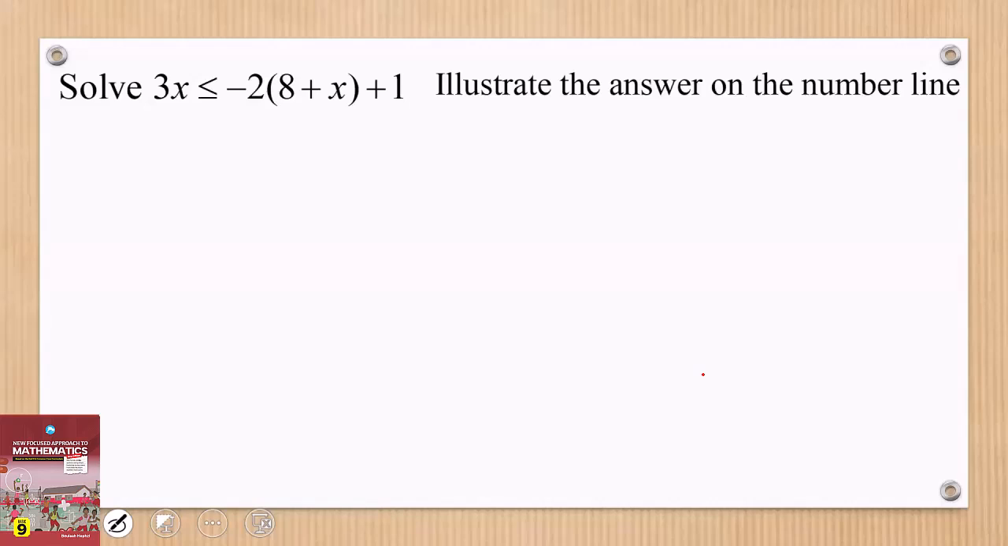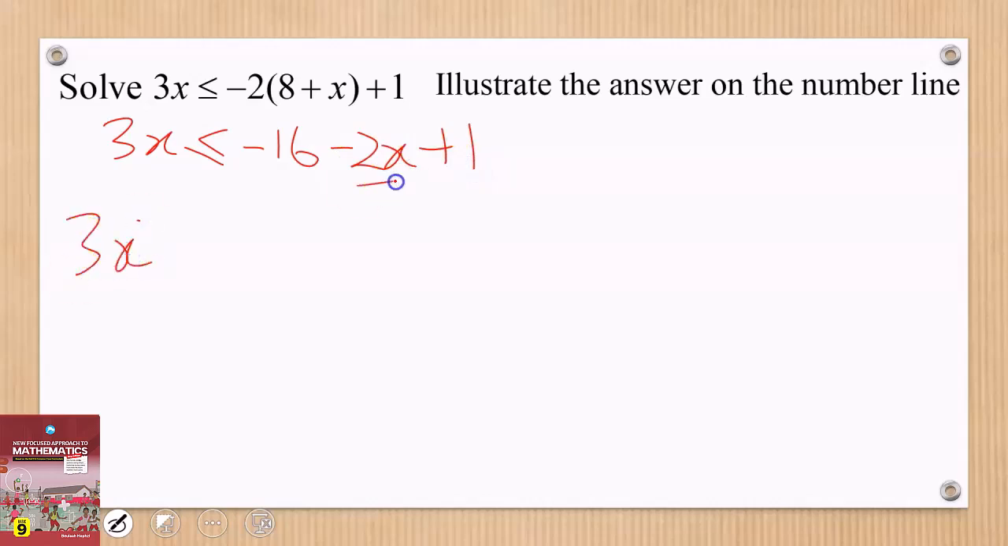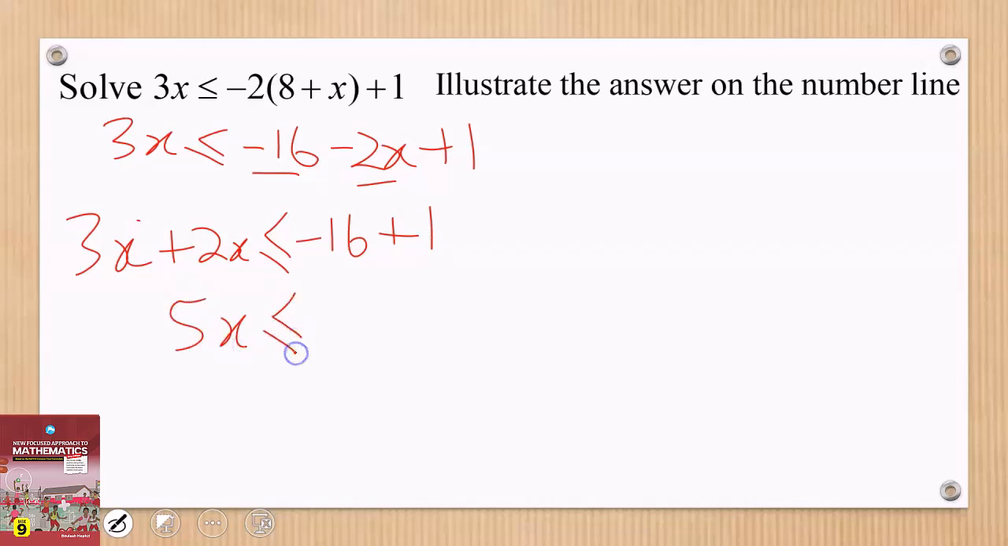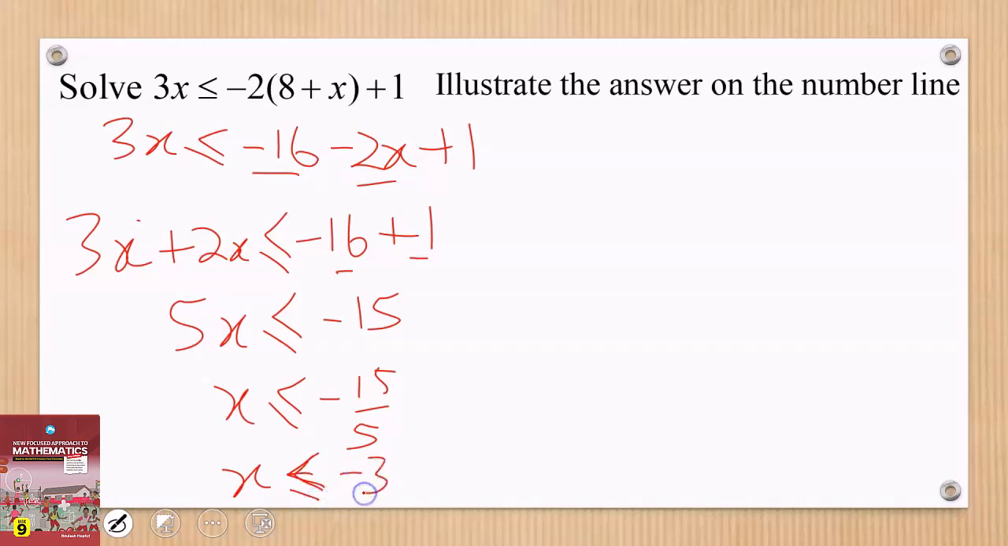So solution, first of all, we can have this expansion done, that is negative 2 times a to give us 16 minus 2x then plus 1. Then we can group like terms. So I have my 3x here. I can move this one to become plus 2x and bring my sign. Then I have my negative 16 plus 1. While this is giving me 5x, this is giving me negative 15. If I divide both sides by 5, then I have my x to be less or equal to negative 3.